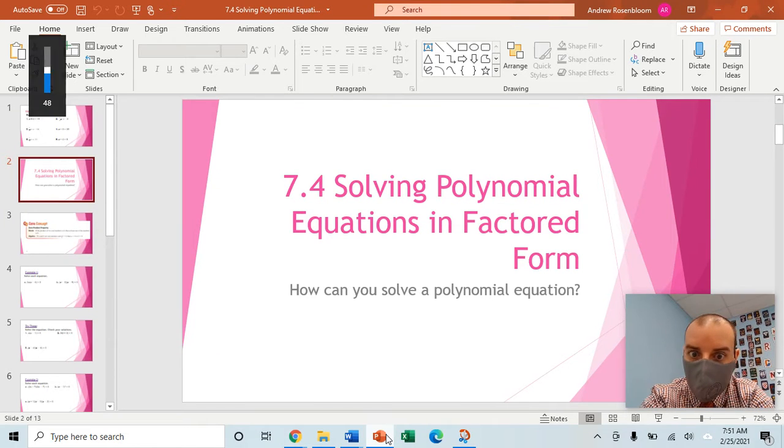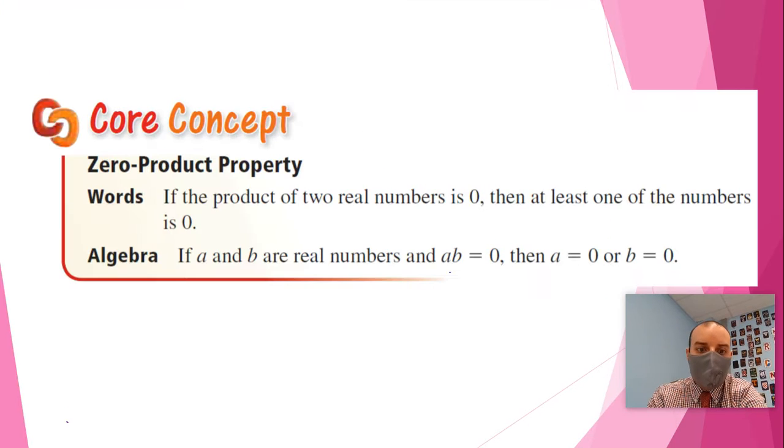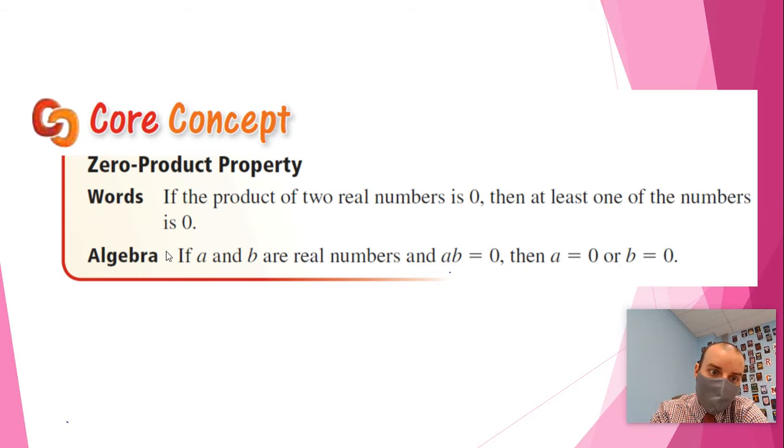All right, we're going to continue with Chapter 7 and Section 7.4, which is solving polynomial equations in factored form. So we have the zero product property. The zero product property tells us if the product of two real numbers is 0, then at least one of the numbers is 0. So we're going to use the zero product property to solve equations that are in polynomial form or factored form.